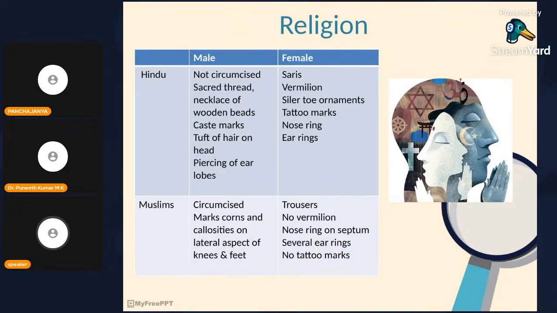Okay, religion. Mainly in Hindus, there is no circumcision, and there may be a japa mala or the like, and a caste mark may be there, and a Hindu god's name or Hindu names, which are generally suitable. Then there will be a tuft of hair on the head, for example a Brahmin pujari, where there will be an extra tied knot on the head, that is like a tuft of hair on the head, and piercing of a male, both or single piercing, which will be helpful for the identification of religion in the male Hindu. And in the Muslim male, the person will be circumcised, and there will be callosity on the forehead and on the knee.